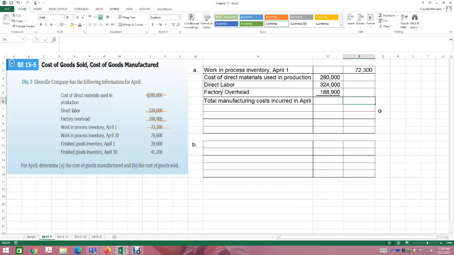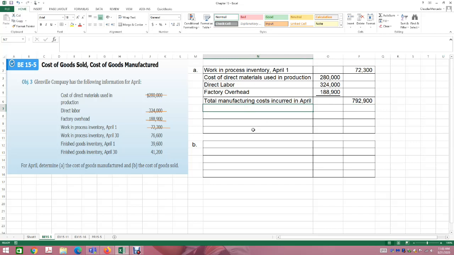So I'm going to just do a formula here. All I'm doing is just adding these three. Because I'm using Excel, it just makes it easier for me to add those three components. So this number is the sum of these three numbers up here. That gives me $792,900. That is how much I spent in manufacturing costs in the month of April. These three components right here.